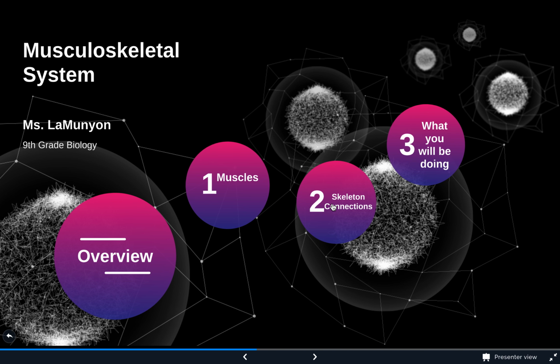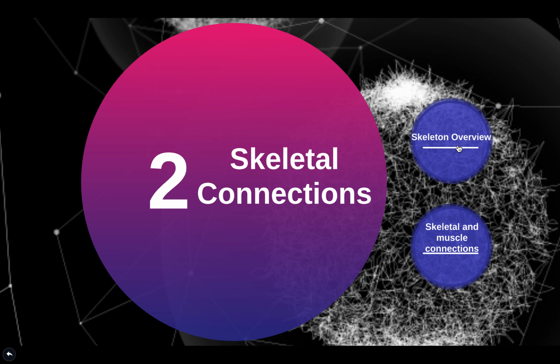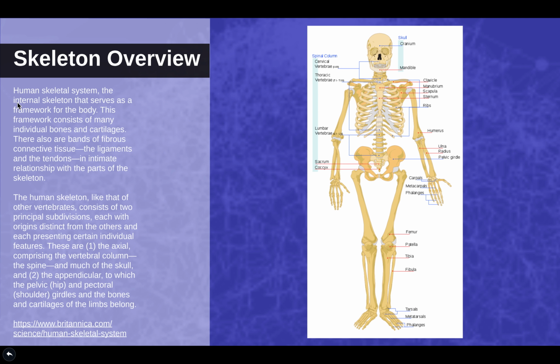Alright, now moving on to the skeleton. So we're going to talk about the skeleton for a little bit. The human skeletal system is the internal skeleton that serves as a framework for the body. This framework consists of many individual bones and cartilages.